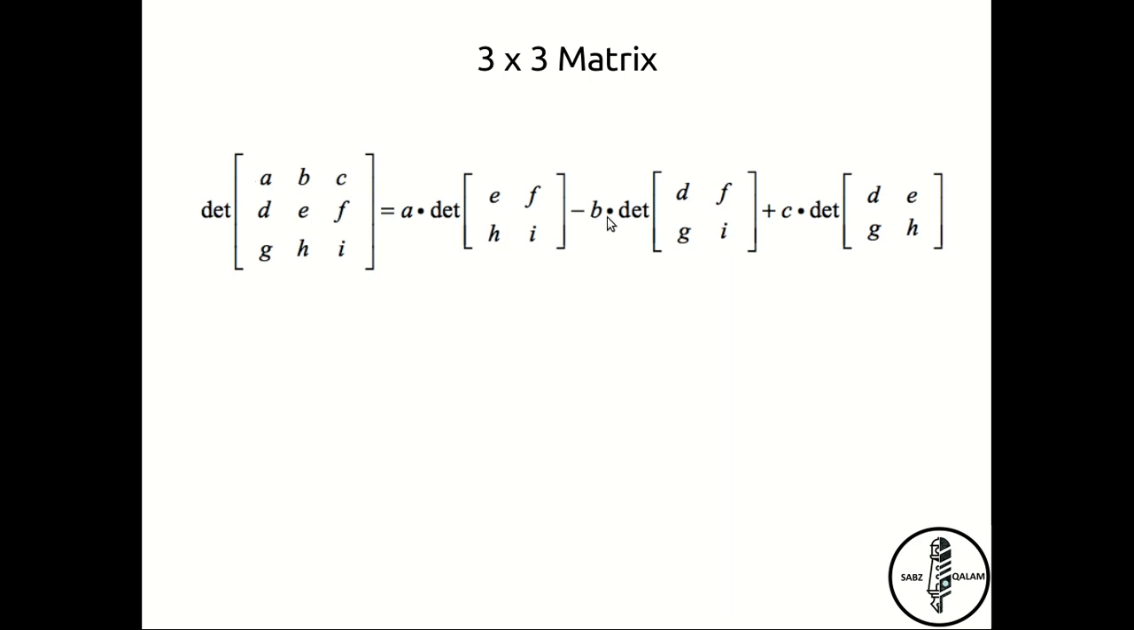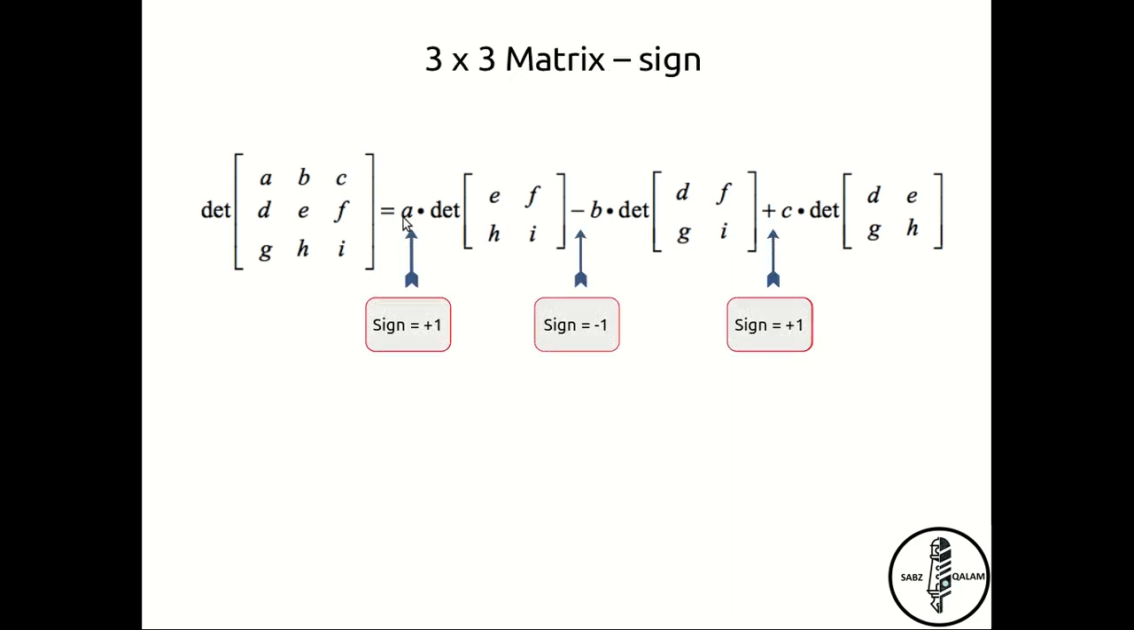The next is B. For B, you discard the row and the column corresponding to B. You're left with D, F, G, and I, and we see that here. And the last we're going to consider C. You remove the row and column of C, so you're left with this inner matrix, which is D, E, G, and H, and we have to find the determinant of that. Now you notice one additional thing here, the sign. The sign is positive here, negative here, and positive here, so the sign flickers.